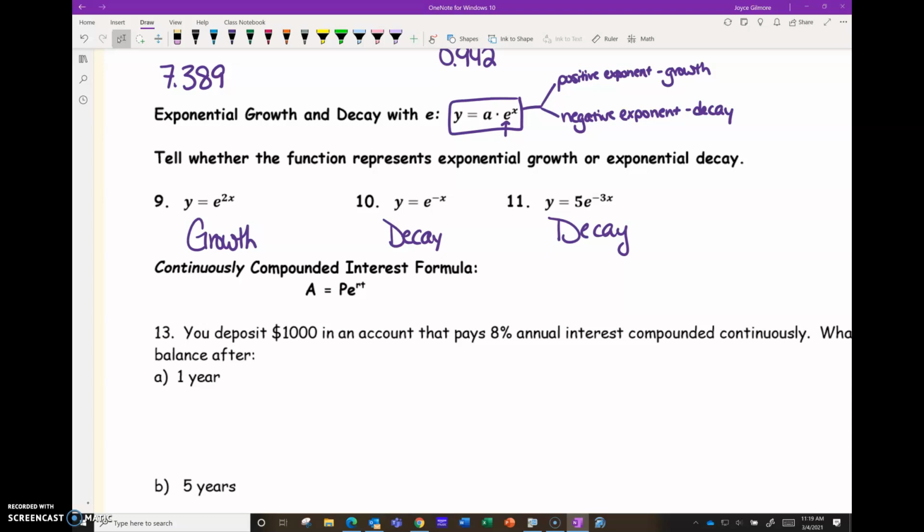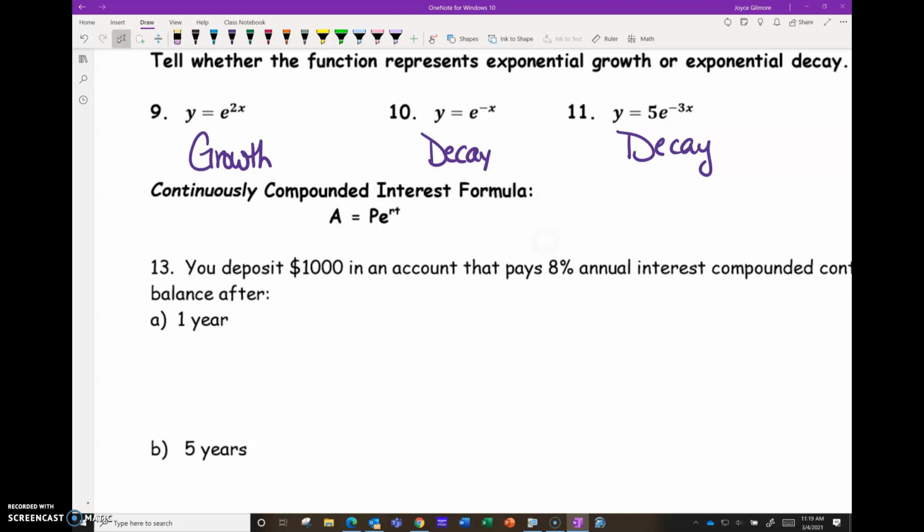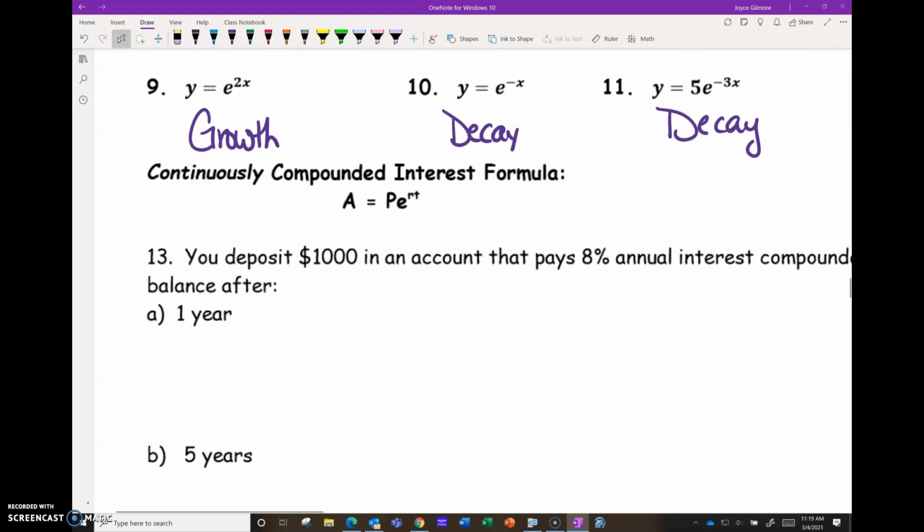So here's our next formula, the continuously compounded interest formula. Many math people call this the Pert formula. Can you see why it's called the Pert formula? Because it literally says Pert. Okay, so P is still the principal, that's the starting amount. R is still your rate, written as a decimal. T is still the time in years. This formula is used when you see the word continuously. So if it says that the interest is compounded continuously, you're going to use this formula.